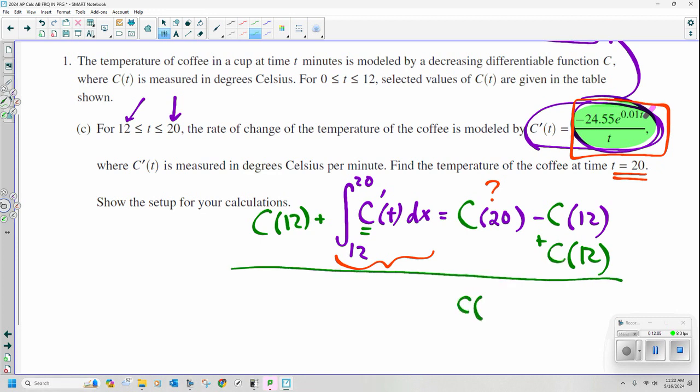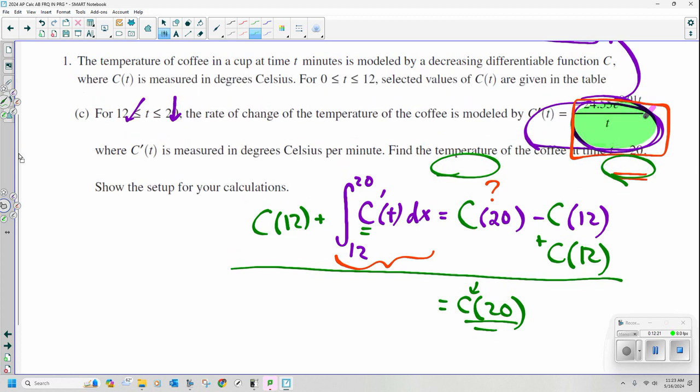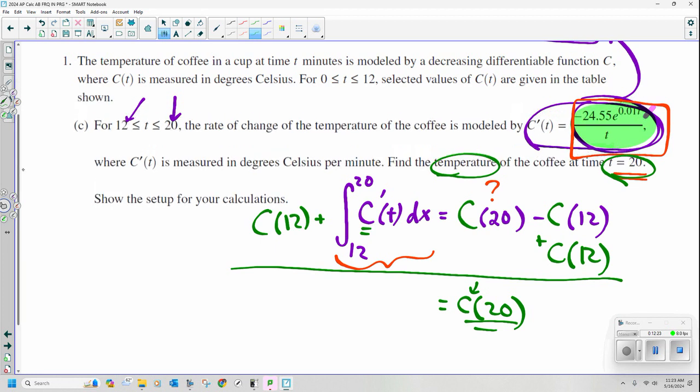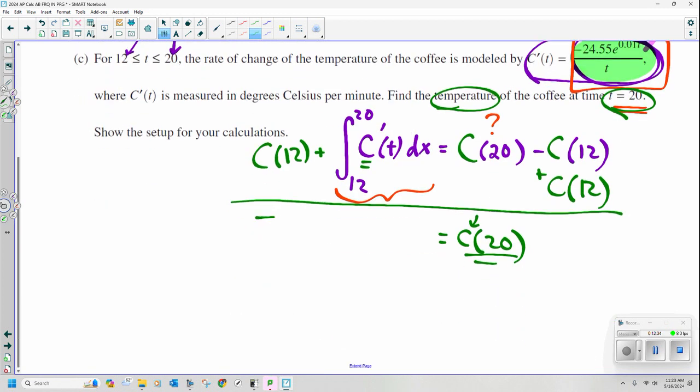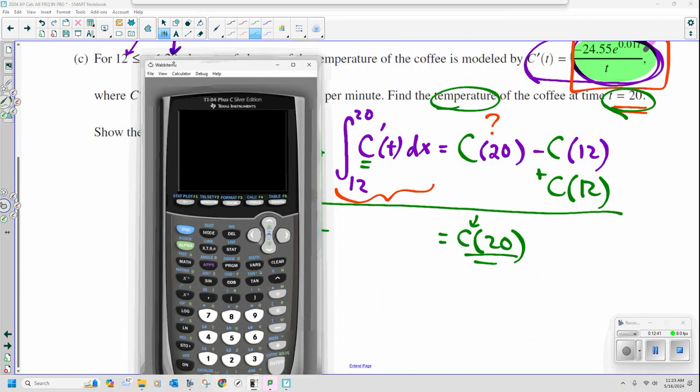So my C of 20, which is what they're asking us for, our coffee temperature at time 20, is going to equal C of 12. Where do I get C of 12? It's given to us in the table. At time 12, my temperature is already 55. 55 plus whatever my integral here is in purple. And that's what we're going to put. Bring this back over here where I like it.